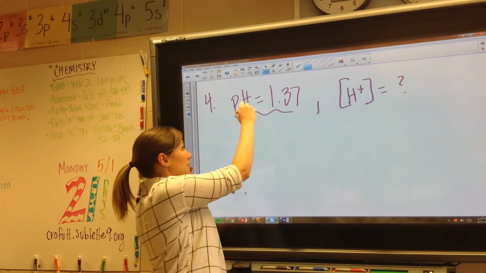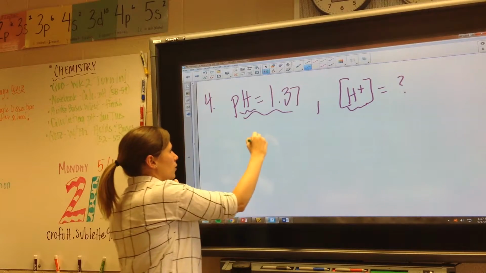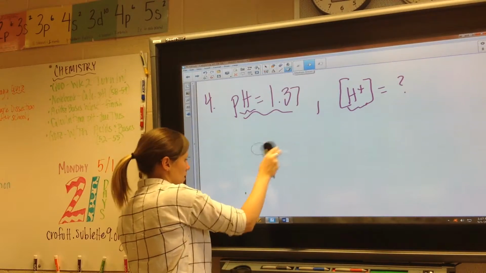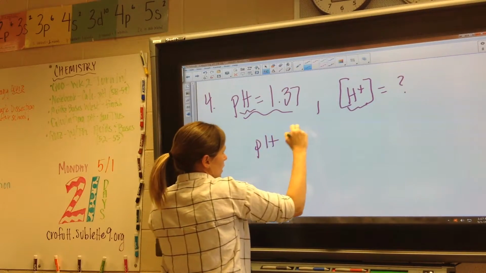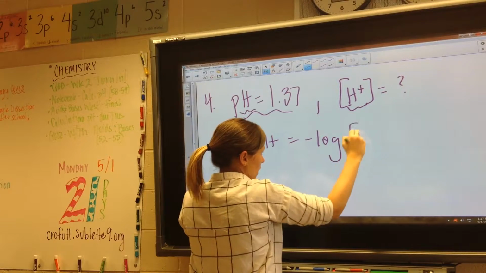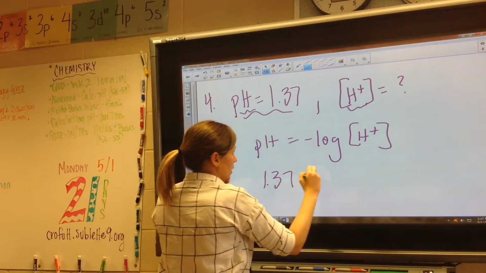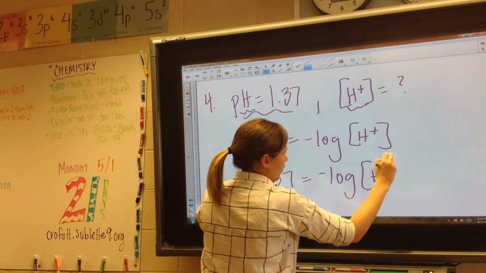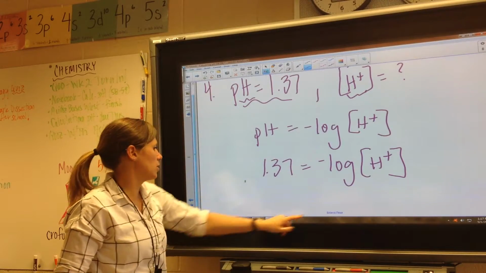Yes, right? We've got pH and H plus over here. So we know that our regular formula is that the pH is equal to the negative log of our H plus ion concentration. So 1.37 is equal to the negative log of our H plus concentration. How do we solve for H plus? That's a rhetorical question.